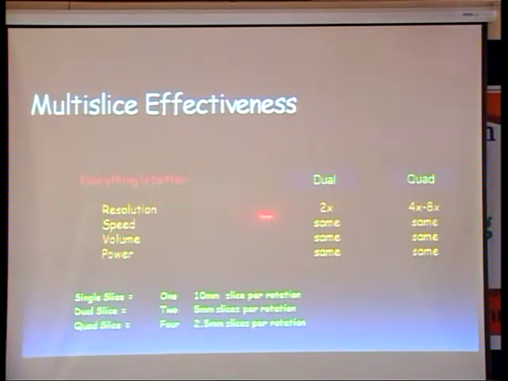See the resolution, this is the image resolution for a quad. Quad means more than 4 slices, so the image quality becomes 4 times or 8 times better, whereas the speed, volume and power are the same. We are using the same tube, same detector, but better image quality.